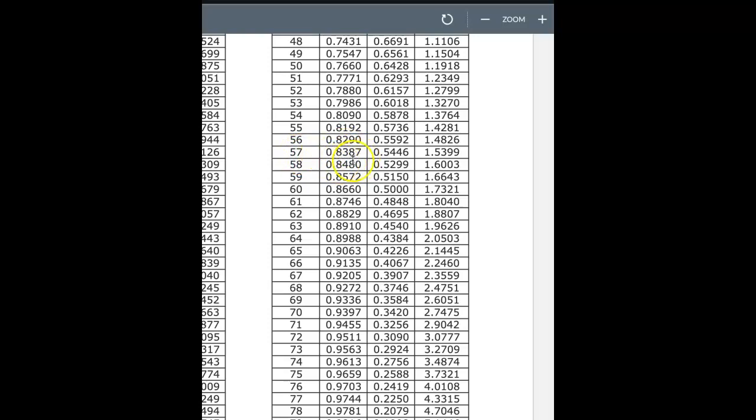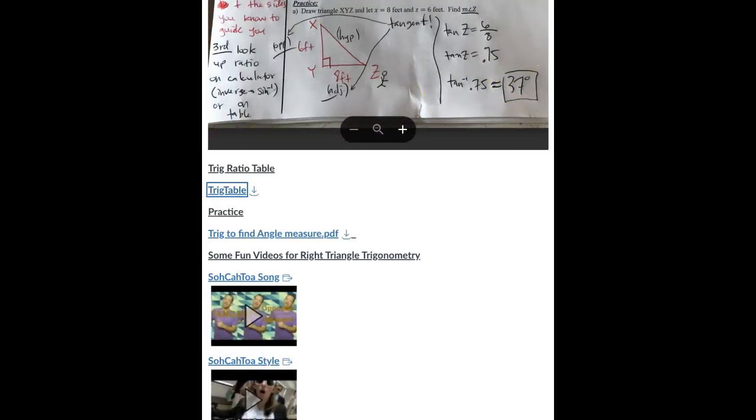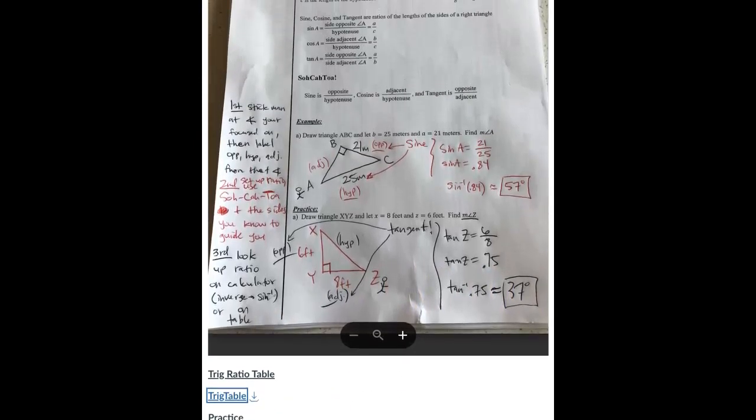Again, remember you're looking up in the sine column. The second column's cosine, third column's tangent. And 57 degrees is the correct one, approximately. If you answer 58, it's pretty close, but 57 is definitely a bit closer. So there's that. And then let's look at one more, this next one.